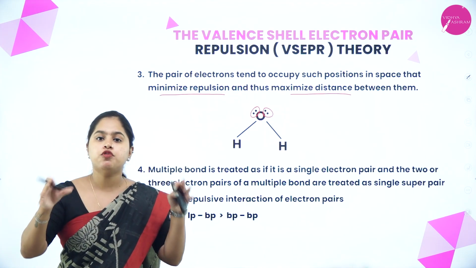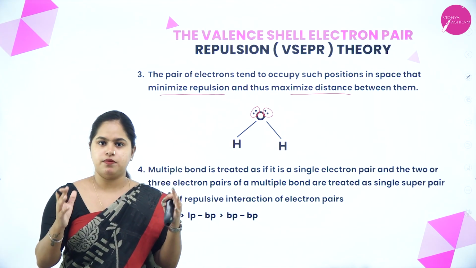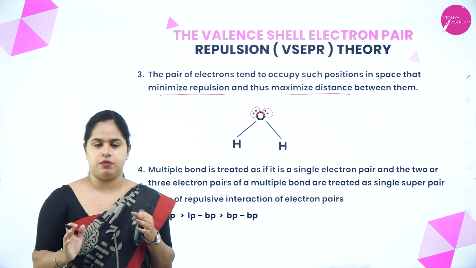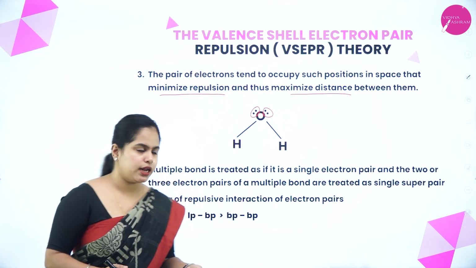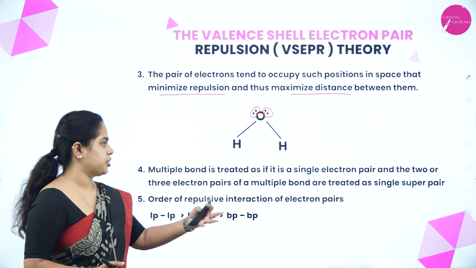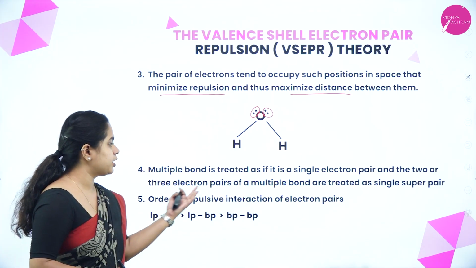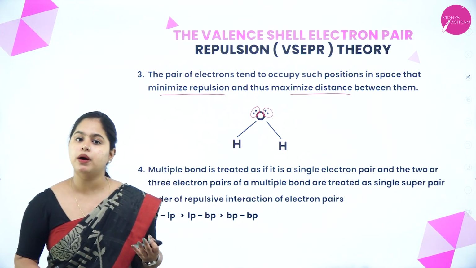Yes, they try to find positions in which the repulsion among them has to be minimum and the distance must be the maximum. So they try to occupy such positions in space. Now, a multiple bond is treated as if it is a single electron pair, and the 2 or 3 electron pairs of a multiple bond are treated as a single super pair.